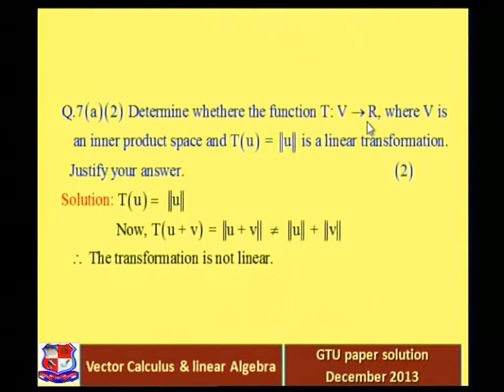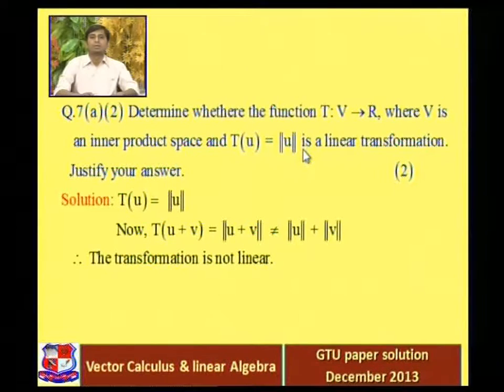T from V to R, where V is an inner product space and T of U is equal to norm U, is a linear transformation. Justify your answer. We have to check whether T of U equal to norm U is a linear transformation, and the answer is no.